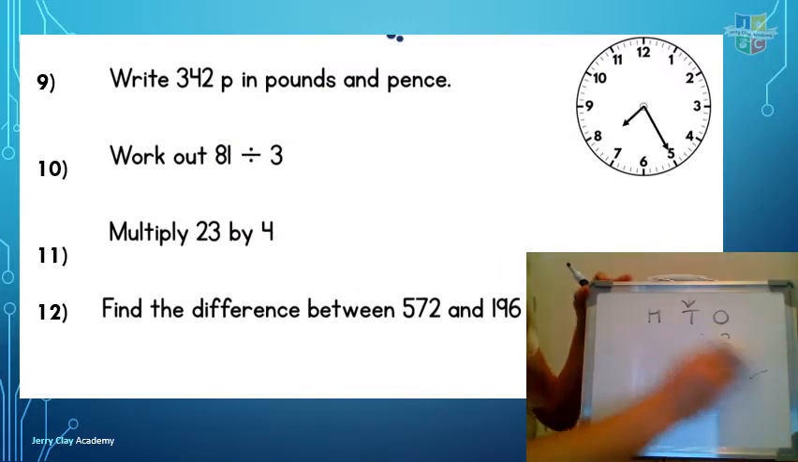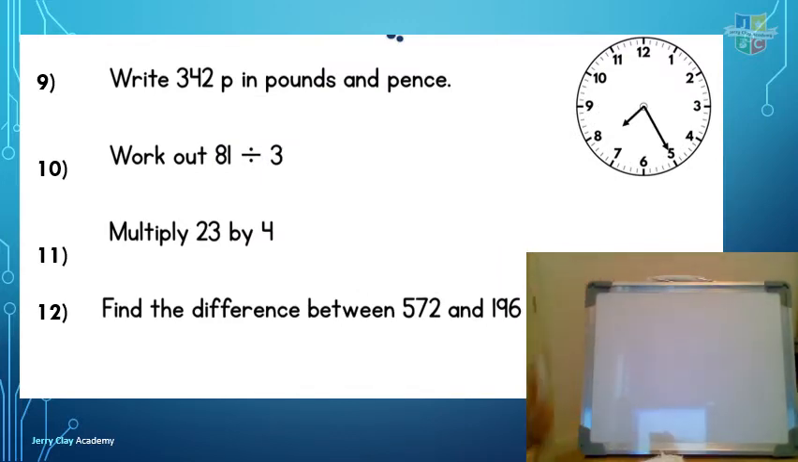Okay, I'd like you to have a go at doing these questions now. First of all, telling me the time on the clock and as a digital clock. Then having a go at number 9, which is you're going to write 342 pence in pounds and pence. Work out 81 divided by 3. For this one, you might need to again partition that number 81 into smaller numbers. Then we can have a look at doing multiply 23 by 4 using column method and find the difference between 572 and 196, thinking about if we're finding the difference, what sign you're going to use.